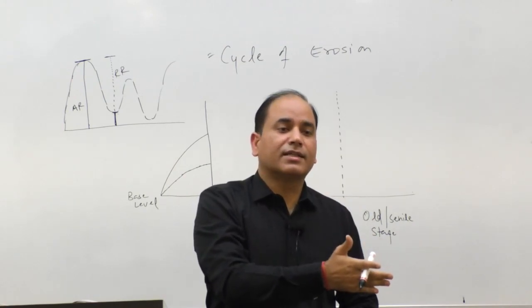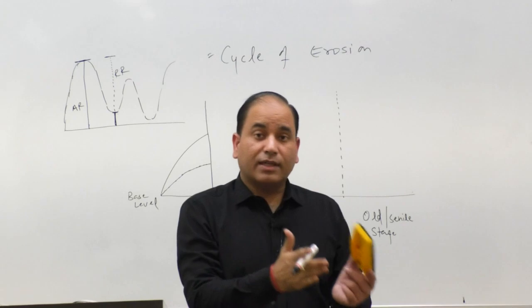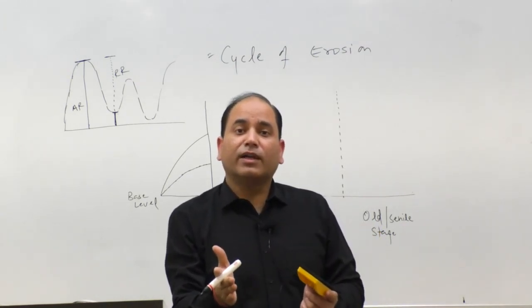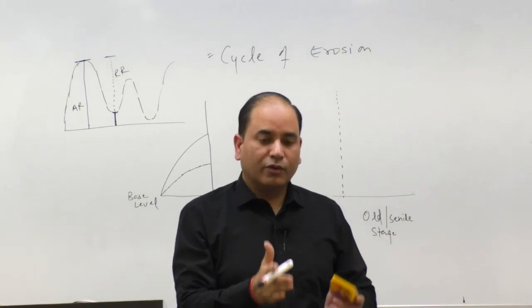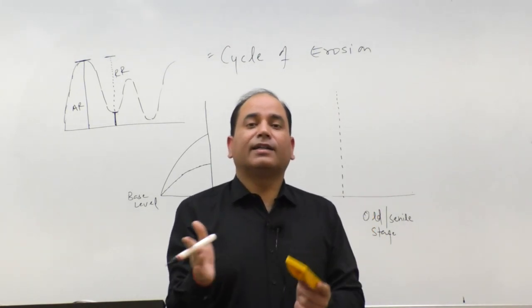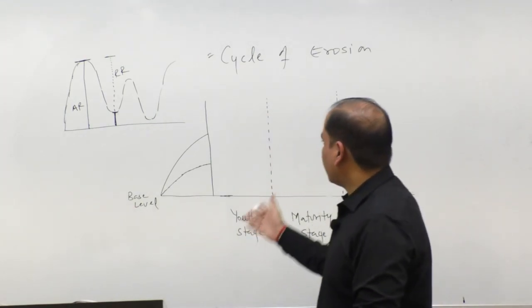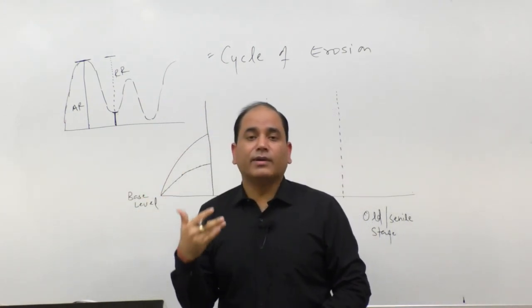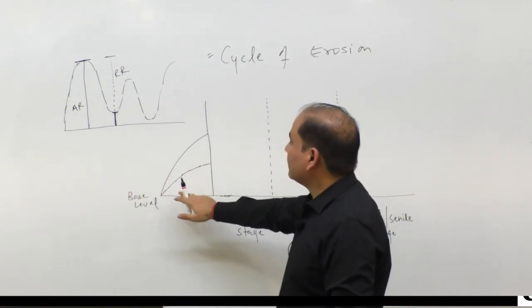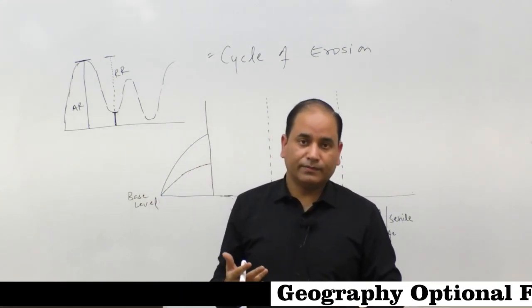Through the different stages: youthful stage, maturity stage, old stage. And who is actually turning down this mountain to a plane-like surface? That is your river. So, primarily, this entire time period is known as the cycle of erosion. This entire time period from when this mountain has attained the maximum height. How has it attained the maximum height? It has attained the maximum height through sudden and rapid upliftment.